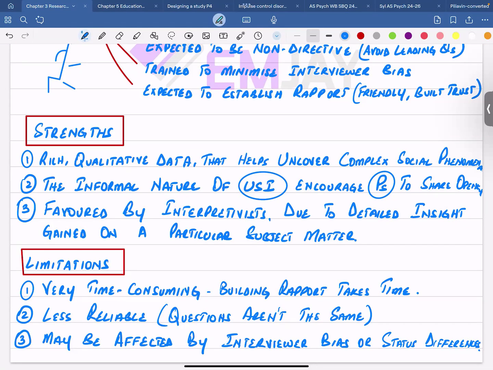Now, moving on to the weaknesses, the cons, the limitations of the usage of unstructured interviews. To begin with, these interviews are very time consuming. They're very time consuming while conducting, and even more time consuming when it comes to data analysis. Now, there's a possibility that the interviewee might end up talking about stuff that isn't even in line with your topic.